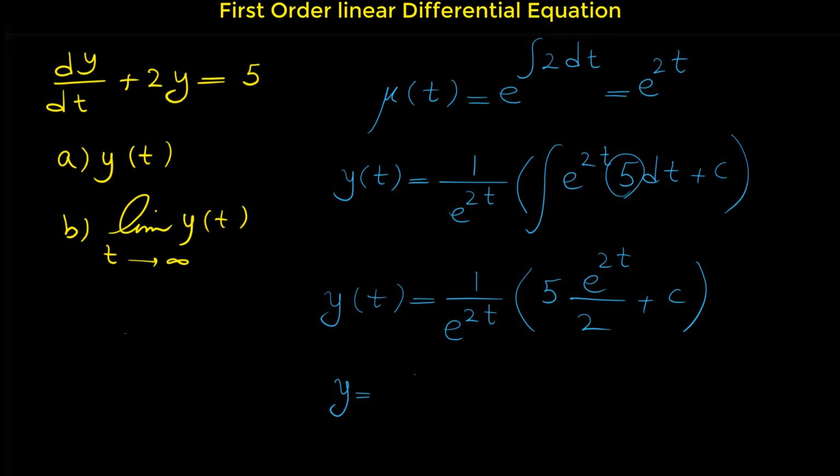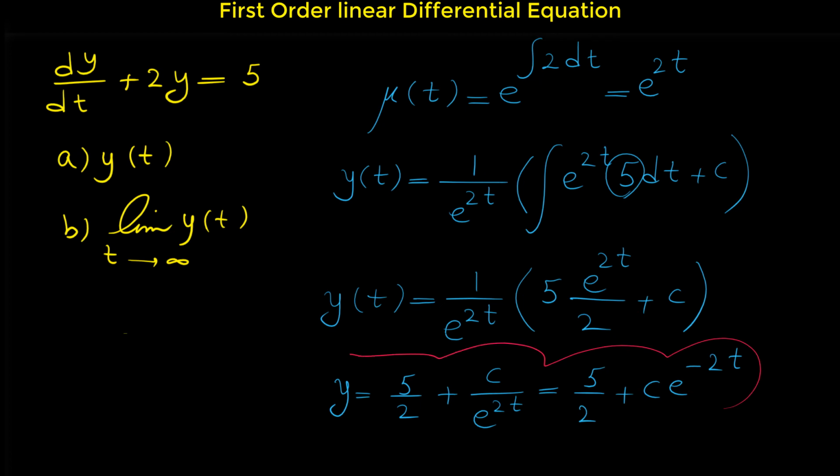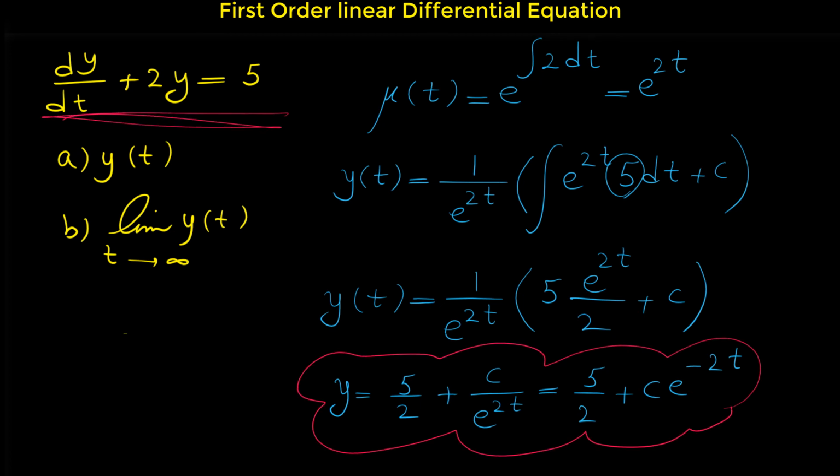So we have 5 over 2 only. 5 over 2 remains, 5 in top, 2 in bottom, plus if we multiply this 1 over e to the 2t times c, we have c over e to the power of 2t. Or if you like, you can write this as 5 over 2 plus c times e to the power of negative 2t. So this is the general solution of this differential equation.